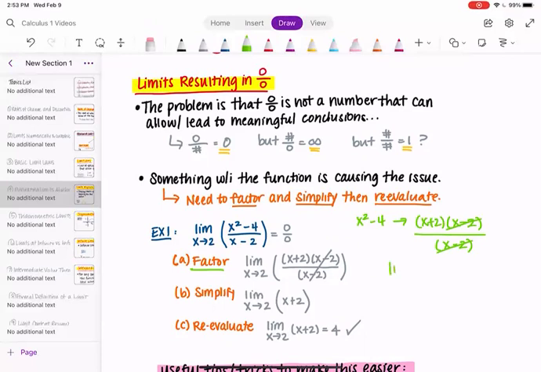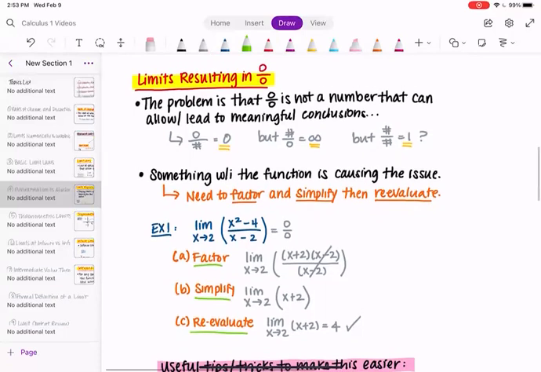Okay, sorry, we've factored, that was the first step, and then we simplified, which is where we canceled these 2. And then we reevaluate. I reevaluate the limit at that simplified value, x plus 2, and that's going to equal 4. Notice how we no longer get 0 over 0. That's what we want. We no longer want to get that indeterminate form. So again, remember, we factor, we simplify, and then we reevaluate.